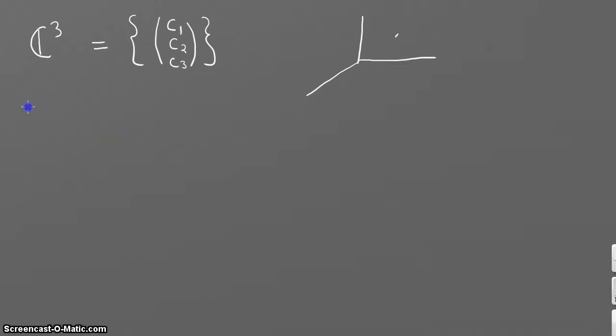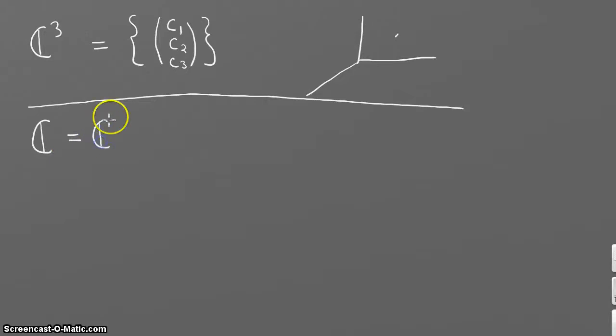So to start with, let's say instead of C3, we try to visualize something a little bit simpler. Let's start with the complex plane itself, C, which you can really think of also just as C1. There's only one complex number that identifies where you are in the complex plane.